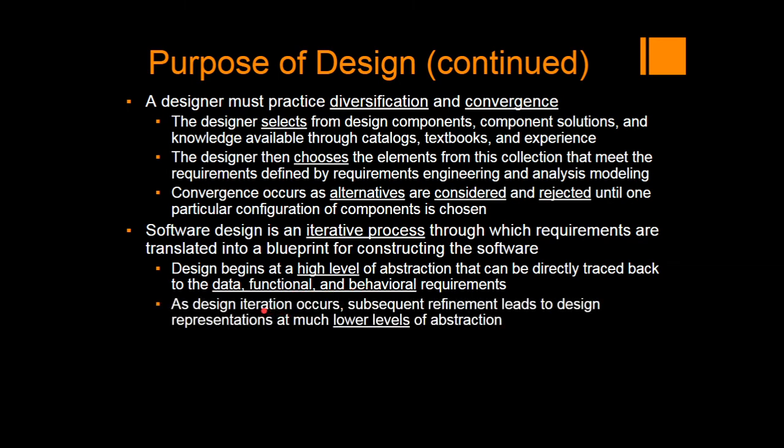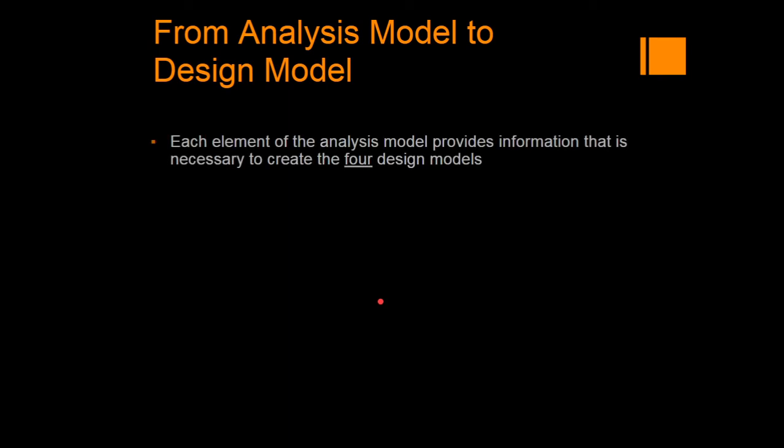And as design iteration occurs, subsequent refinement leads to design representations at much lower levels of abstraction. That means once they start at the higher level of abstraction, then by refining their thought process, they will come to some low level of abstraction where they can get into the real design of the model.